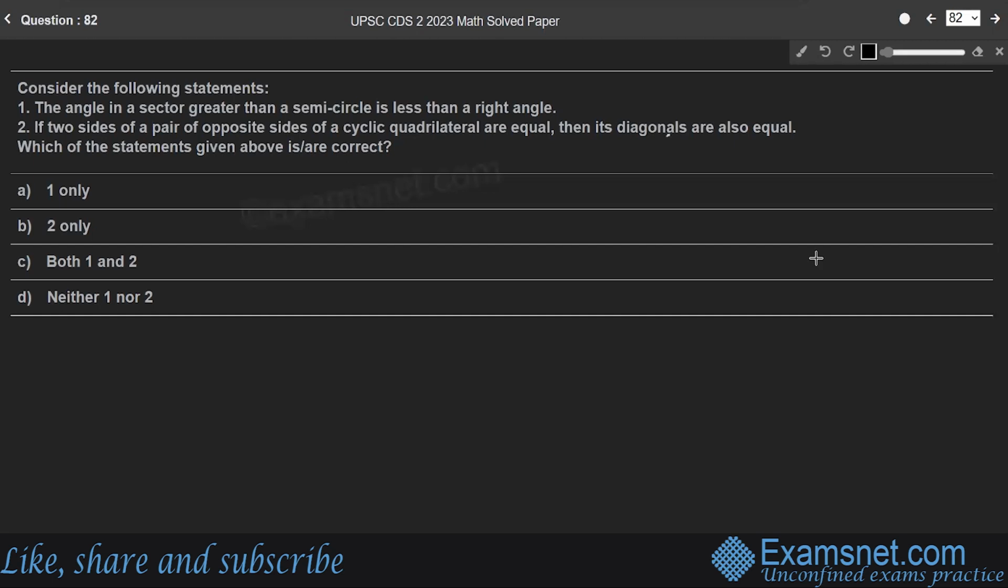Question 82. Consider the following statements. So which of the statements given above is or are correct? So we'll consider the first one. The angle in a sector greater than a semicircle is always a right angle.